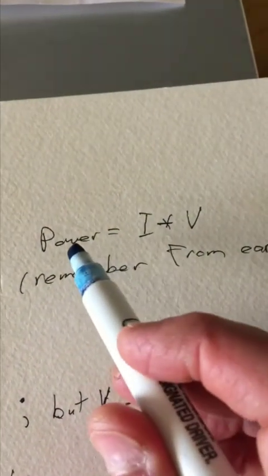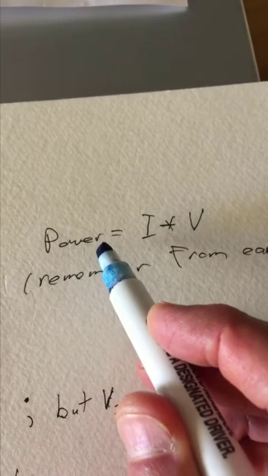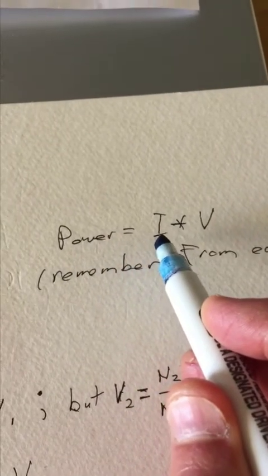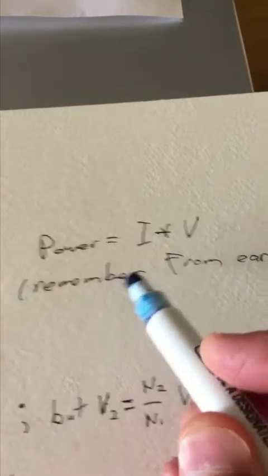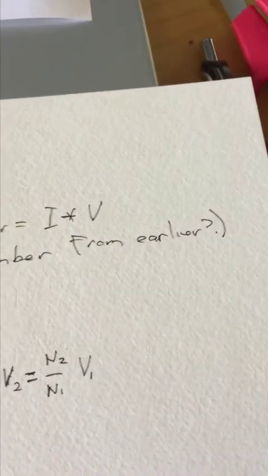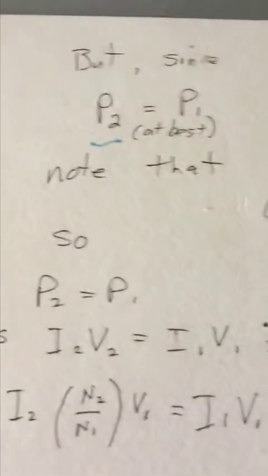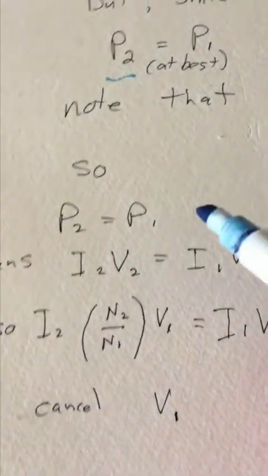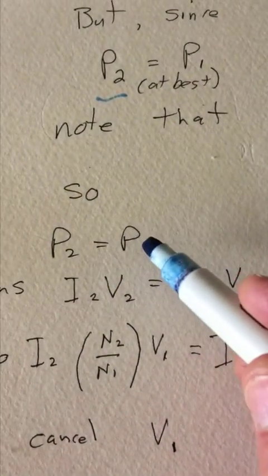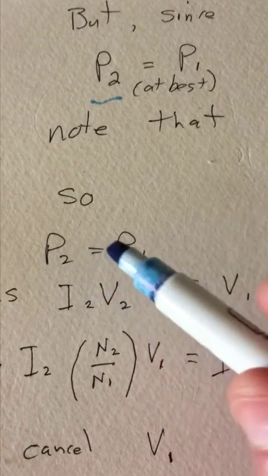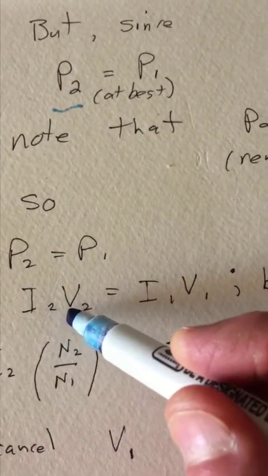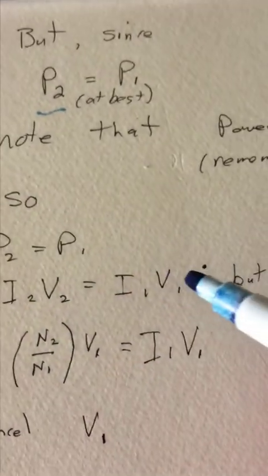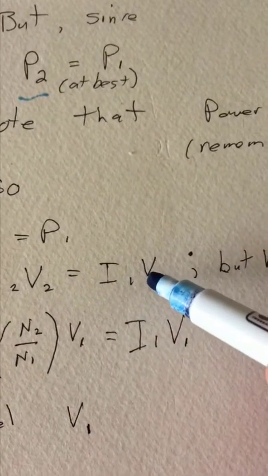Remember from earlier in the semester that the power of a circuit is equal to the current passing through the circuit elements times the voltage across the circuit elements. So we saw that earlier in the semester. If we apply that to the transformer, let's just look at the best case. Let's say all of the power of the primary is going to be delivered to the secondary. If that's the case, we can say that the current at the secondary times the voltage at the secondary is equal to the current at the primary times the voltage at the primary.